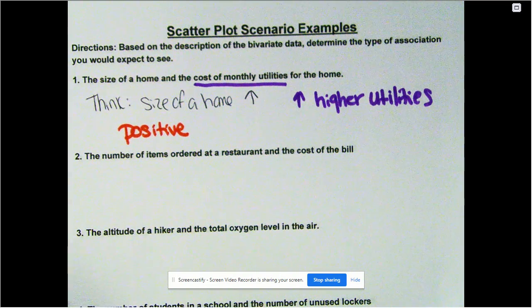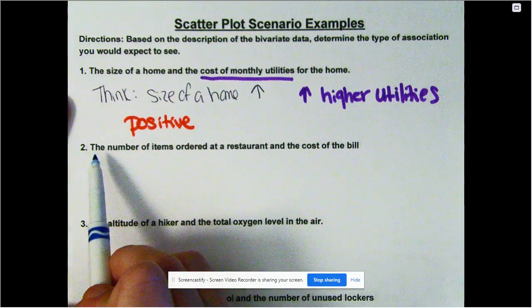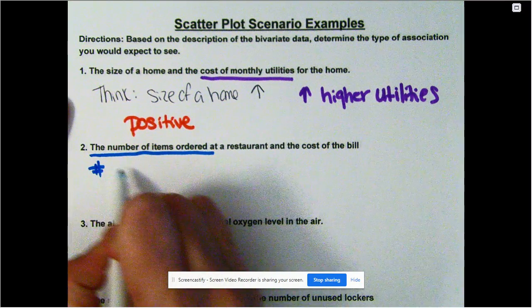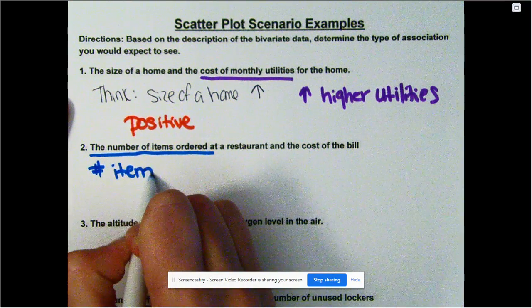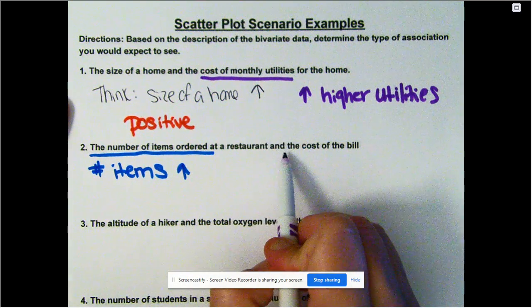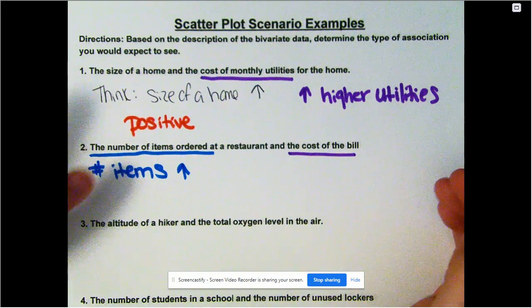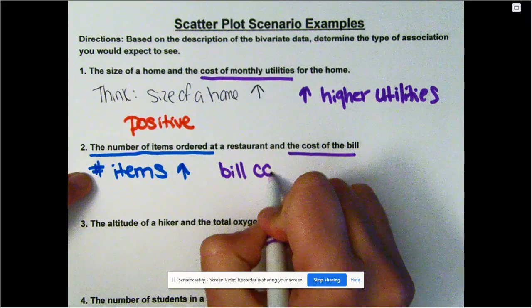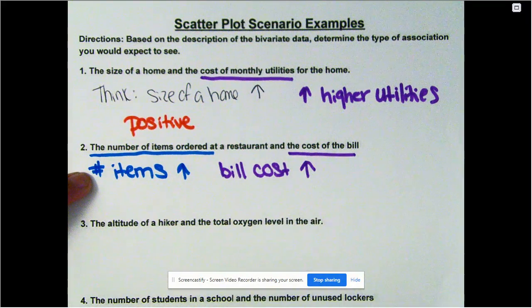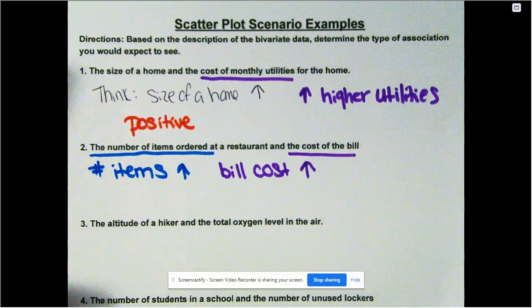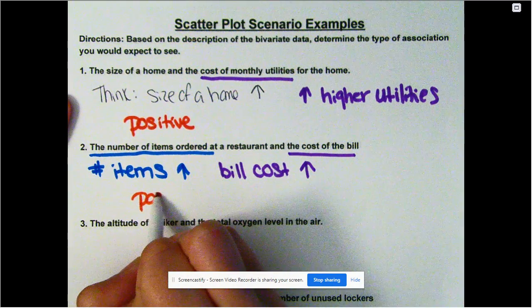number of items ordered at a restaurant and the cost of the bill. So I always like to start by saying whatever is listed first. Let's visualize it if it increases. So as the number of items increase, what should happen to the bill at the restaurant? Okay, so as you order more items at a restaurant, the bill cost or the cost of the bill is also going to increase. So because both things are increasing, going the same direction, this type of correlation is also going to be positive.